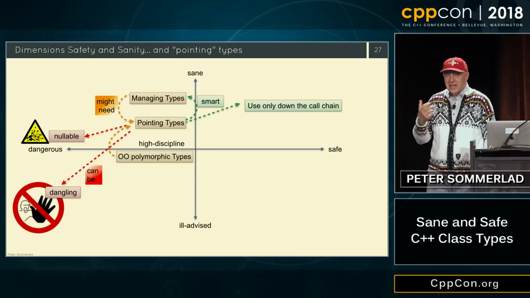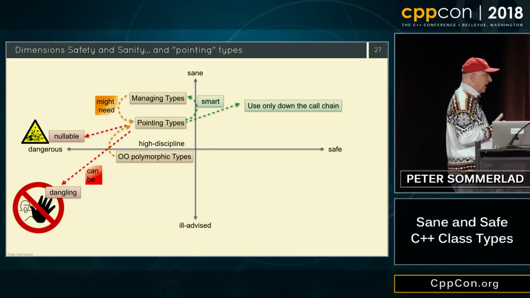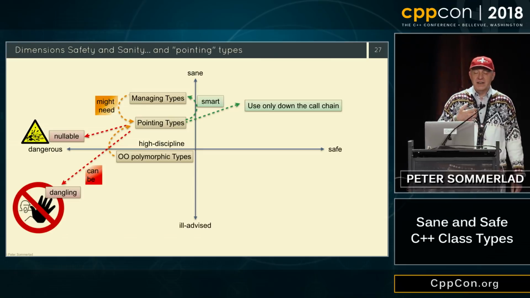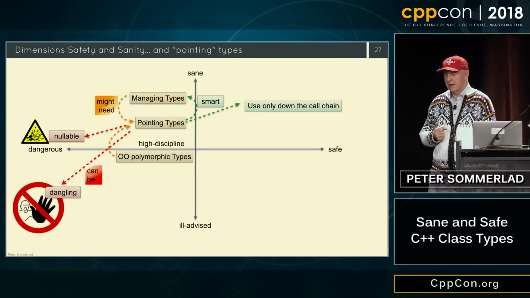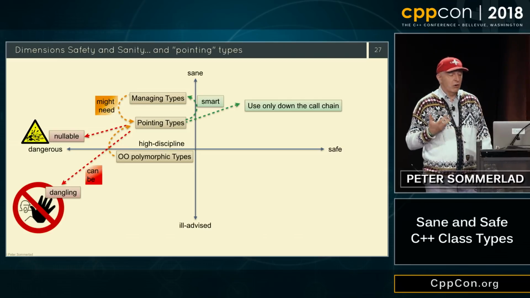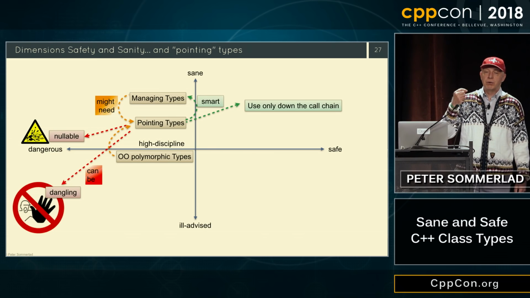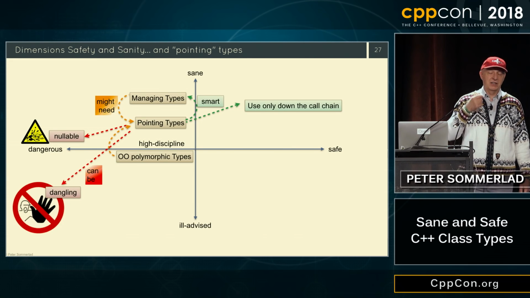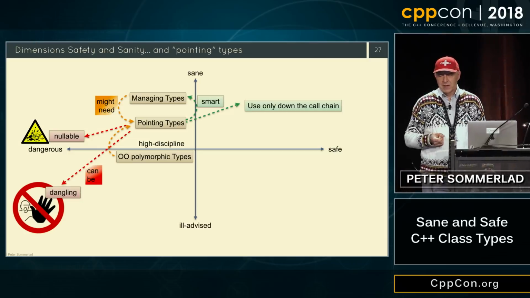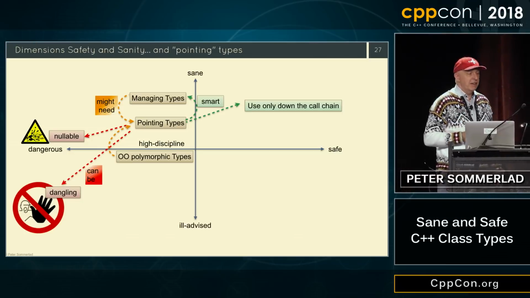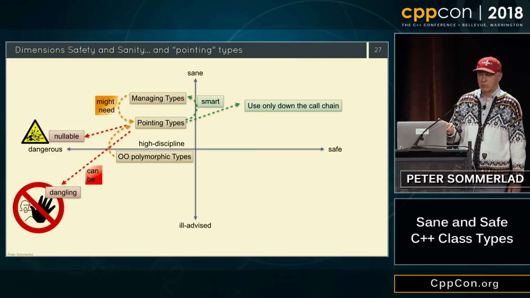On the other hand, you need pointing things. For example, the managing types usually need pointing types to give out so they can keep track of the things that they manage. The OO polymorphic type, the polymorphism only works through pointers, or things that act like pointers, references, which is a better means. Some pointing types are even nullable. Dereferencing a null pointer is undefined behavior, boom.